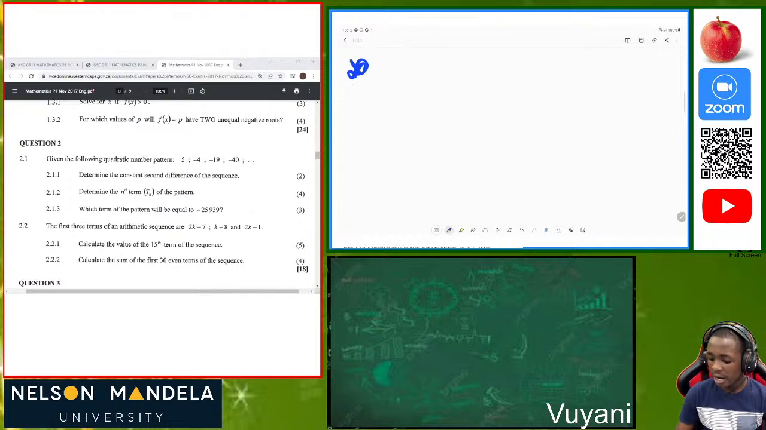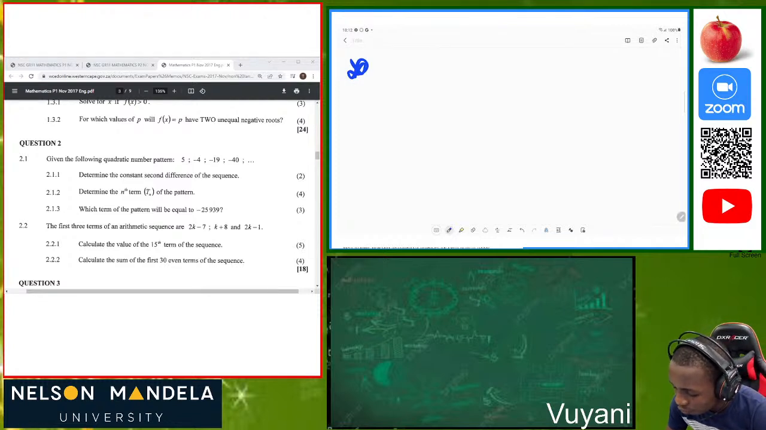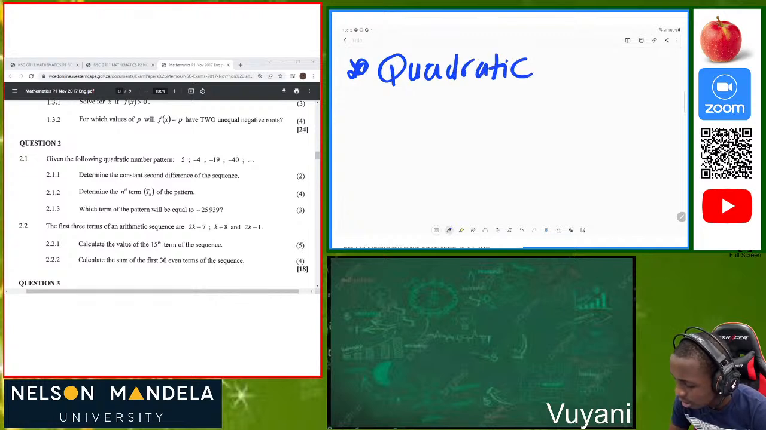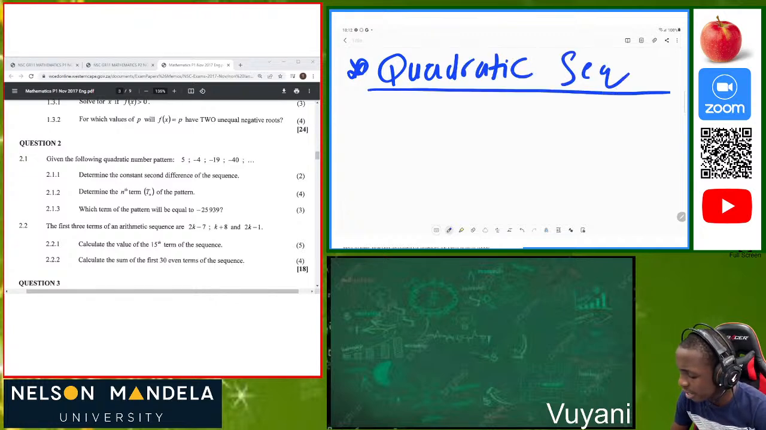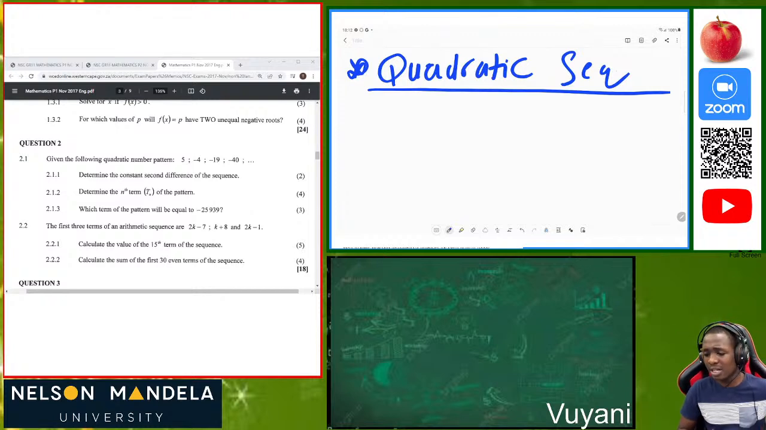The first thing which I want to highlight is that a sequence basically is just a pattern of numbers, and the way the numbers are set, they can have a constant difference, or a first constant difference, or a second constant difference, or a constant ratio. So firstly, I want to do an overview on quadratic sequences. As we were taught about the quadratic equations in grade 11, we now want to look at quadratic sequences.